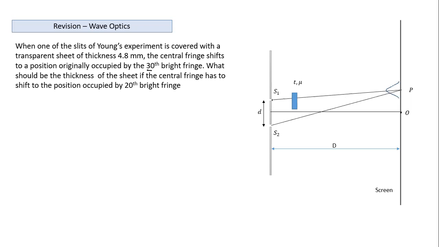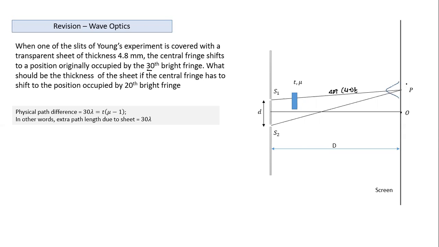The reason is, from S1 to P, the optical path increases by how much? It increases by (mu minus 1) times T. Hence, the physical path length has to become shorter. So the physical path length has to be shorter by how much? It has to be shorter by (mu minus 1) times T. That's what we are going to apply here.